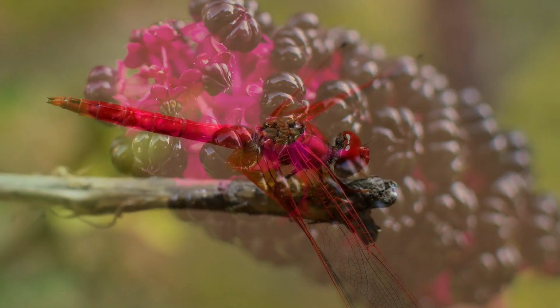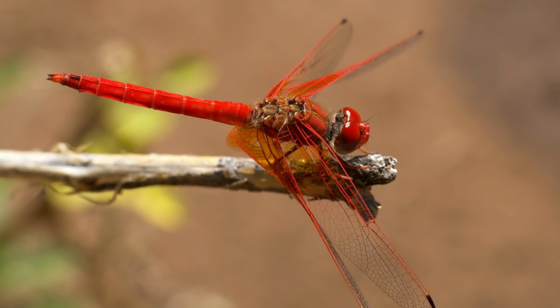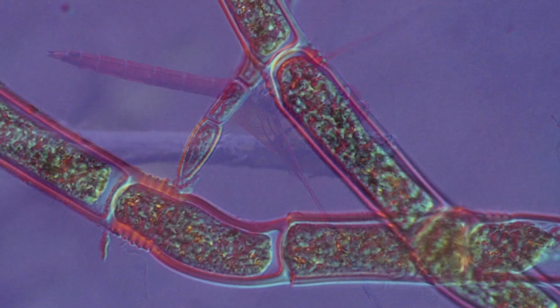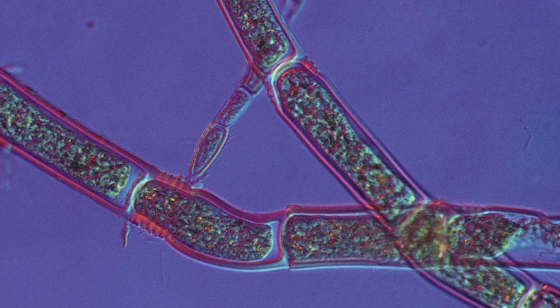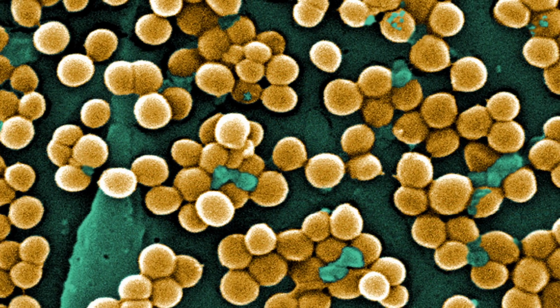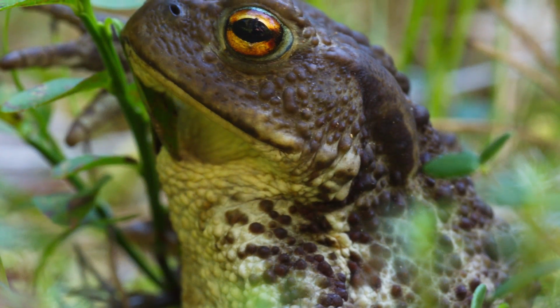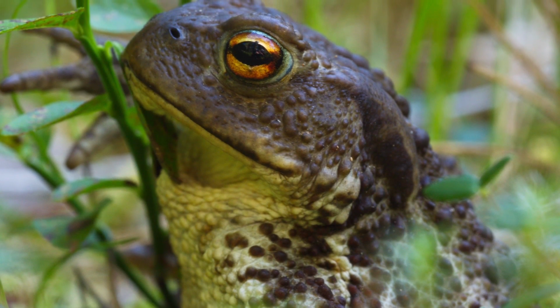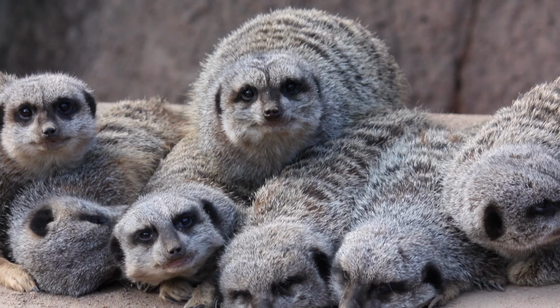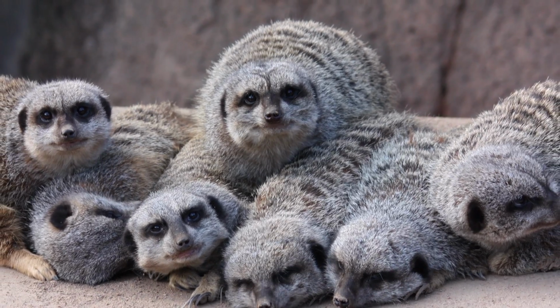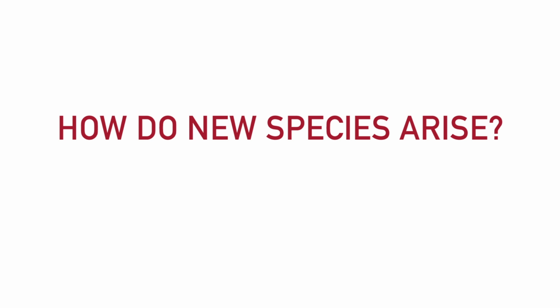How many species of living organisms are there on the planet Earth? Some estimate 100 million species, although so far we've only identified 8.7 million. The origin of all this biodiversity is something Charles Darwin referred to as the mystery of mysteries. A major question in evolutionary biology is, how do new species arise?